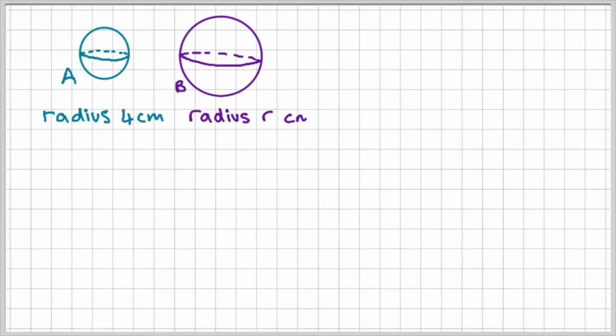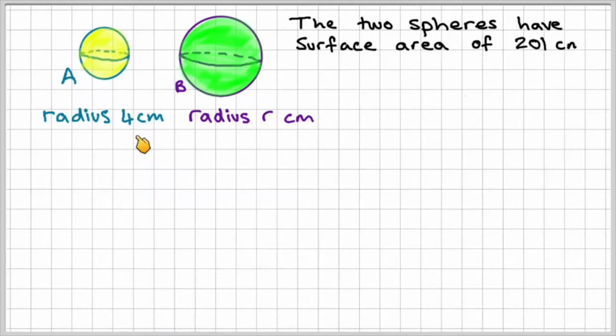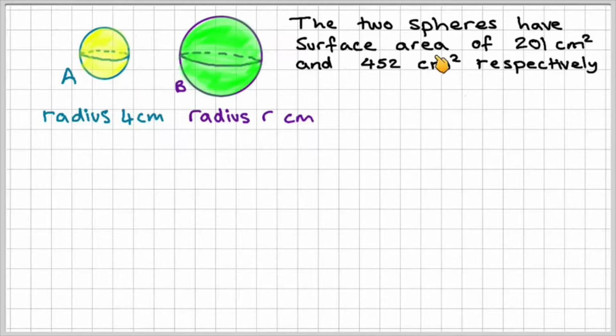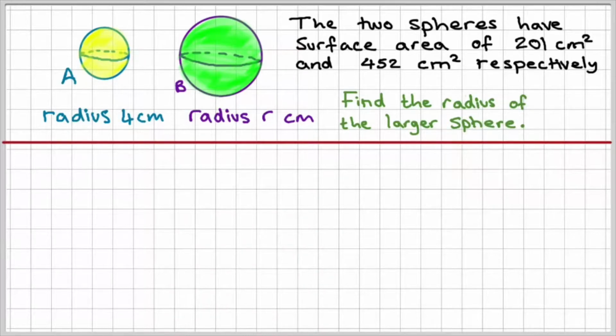Let's look at another example where we find out the surface area of the sphere. Sphere A has a radius of 4 and sphere B has a radius of r. The two spheres have surface area of 201 centimeters squared and 452 centimeters squared respectively. Find the radius of the larger sphere. Pause the video here and attempt the question by yourself.